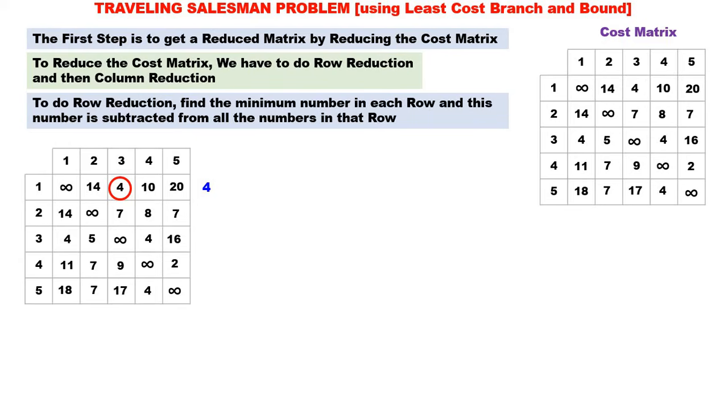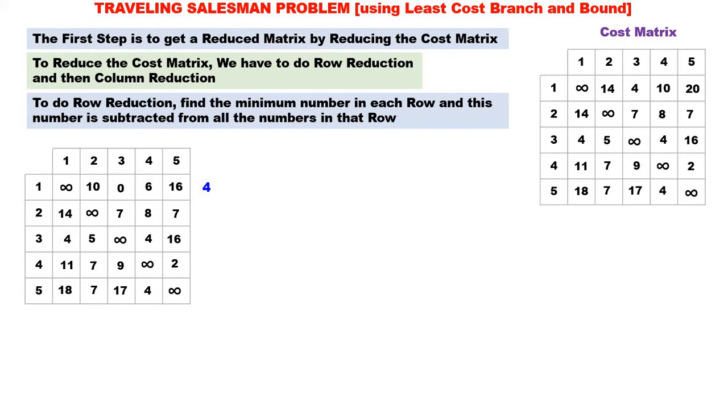That is infinity minus 4 is infinity only. 14 minus 4 is 10. Yes, change it. 4 minus 4 is 0. 10 minus 4, 6. 20 minus 4, 16. So the minimum element in the first row was 4 and 4 is subtracted from all the elements of the first row. Let us come to the second row.